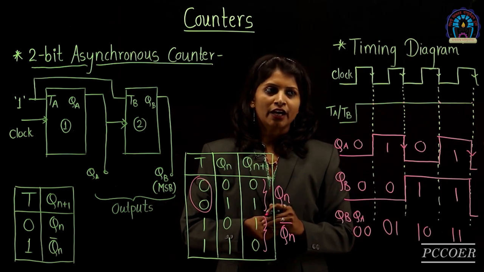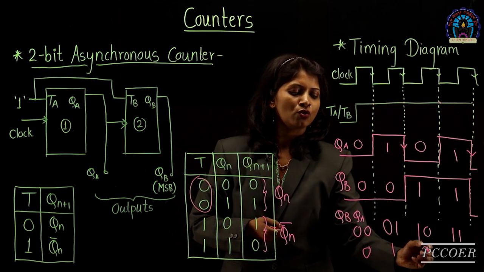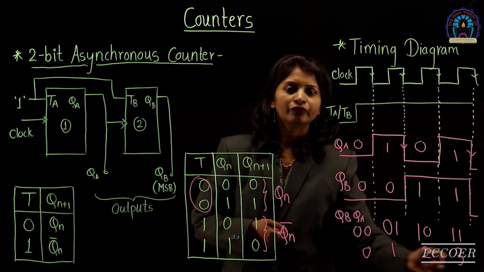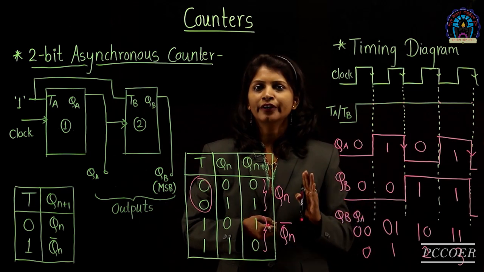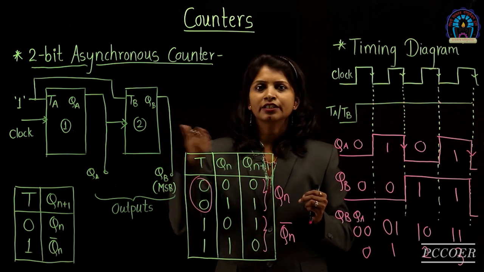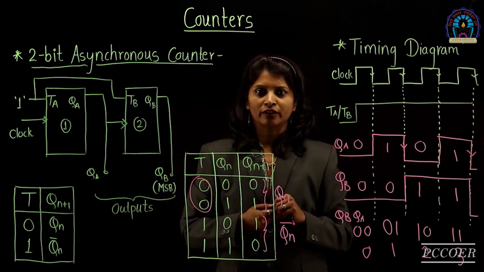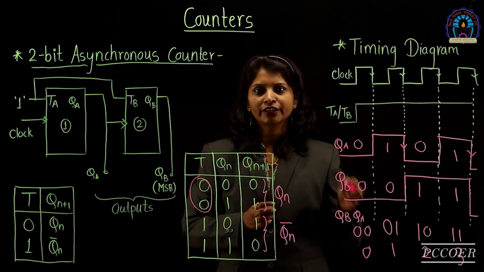So we can see that with each clock pulse, our count is incrementing from 0, 1, 2, 3, again 0, 1, 2, 3. That is, 4 different states will be counted by the counter as it is a 2-bit asynchronous counter. Now this counter is an up counter which is counting in an ascending direction.